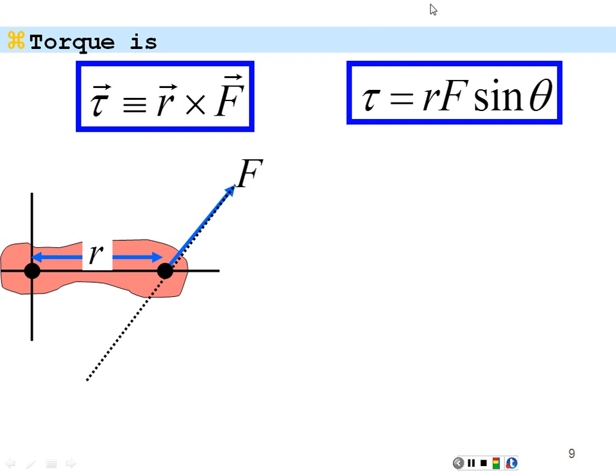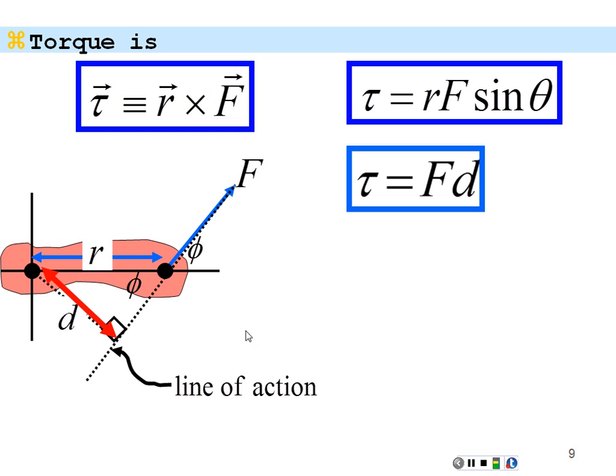But if we found the line of action of that force and found the shortest distance to that line of action, we had defined that as the moment arm. And if we look at this triangle, with r being the hypotenuse of this right triangle, d is equal to r sine theta, or r sine phi if you actually look at this diagram here. So the torque is equal to the force times its moment arm, the shortest distance from the axis to the line of action of that force. If you can think that way, torques are going to be a lot easier for you.